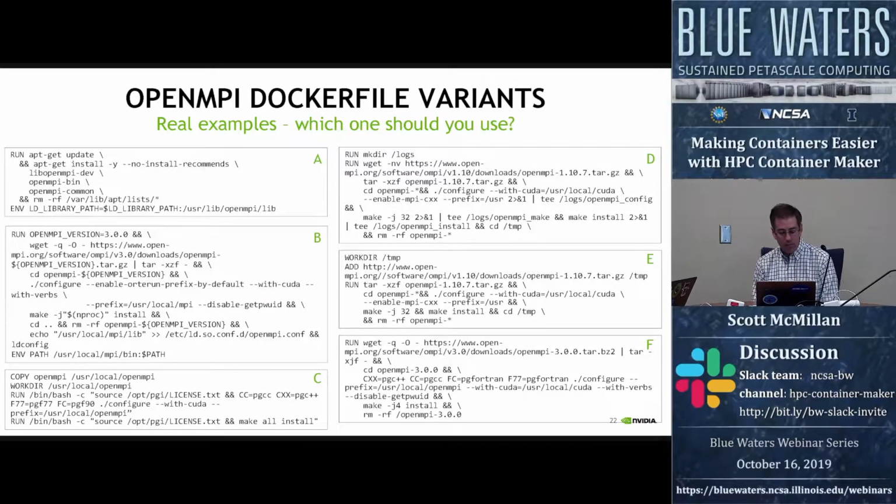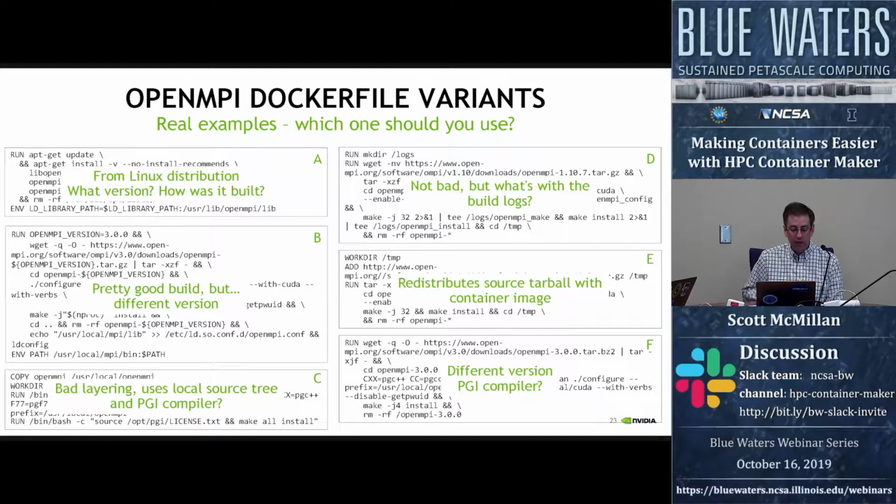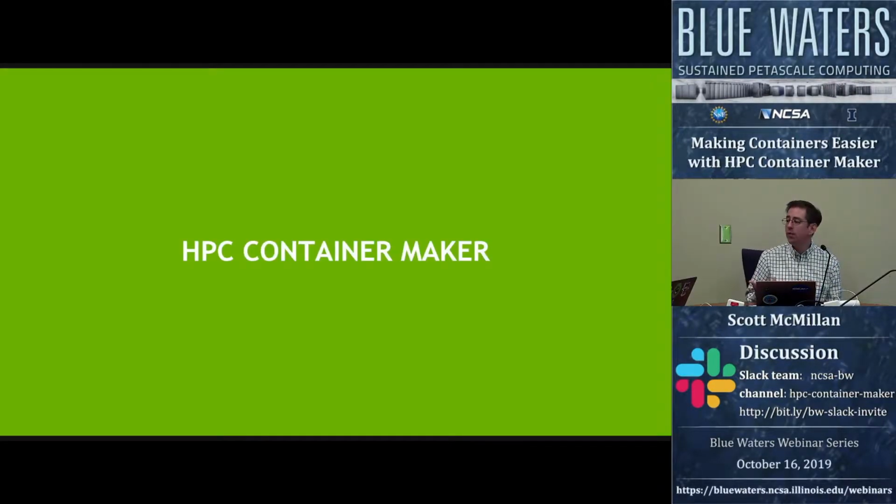C is another example. Here it's using the PGI compiler. It's using 2 layers, and so on. So I'm not going to go through all of these other than just to note that there are pros and cons for all of them, and it's not really clear which one you should pick if you were trying to build an accelerated MPI application inside a container. And that's where HPC Container Maker comes in. So this is the problem that the HPC Container Maker is trying to solve.